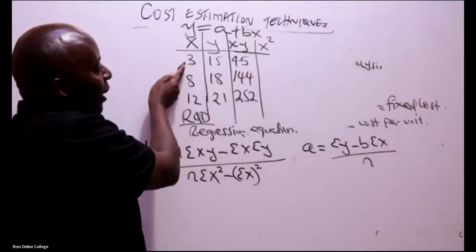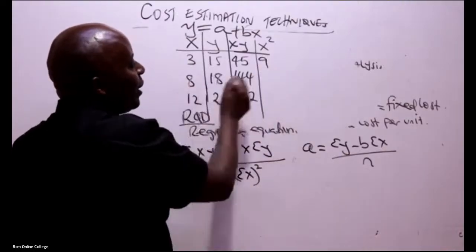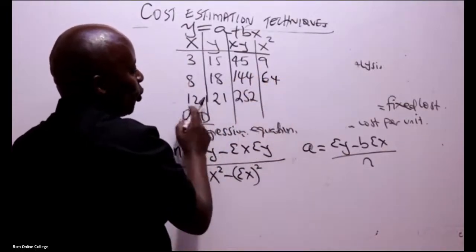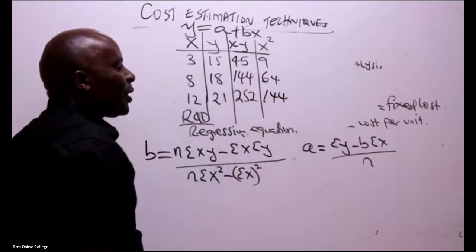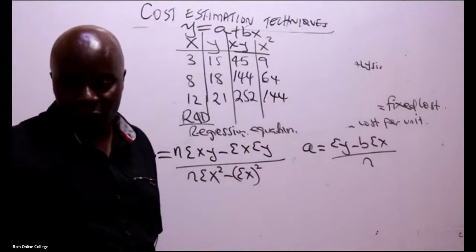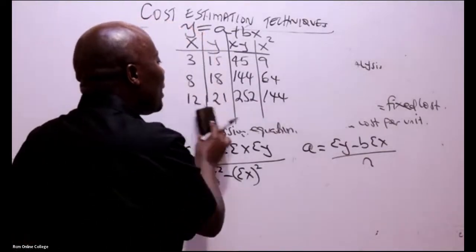So this is x. When I square this, it will be 9. 8 squared gives us 64. 12 squared gives us 100 what here? 144. So after that, my great students, regression is a sigma model.